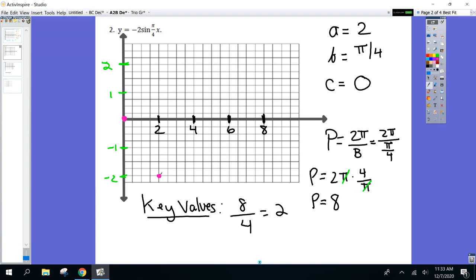Back to the midline. Yep. And then up to the max. Yep, because I'm flipping the minimum over. And then where does every sine curve end? The midline. Yep. Good job.